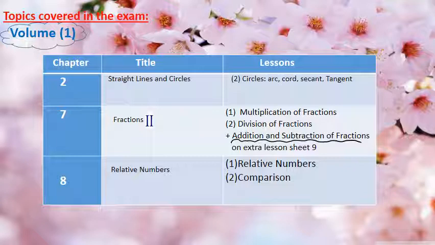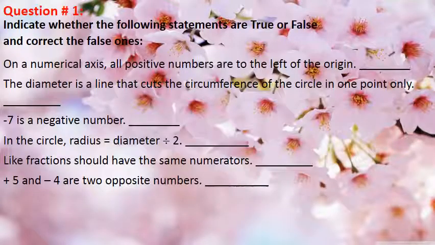In chapter 8 we've started talking about relative numbers or signed numbers. We've seen what are relative numbers, positive numbers and negative numbers, what is a numerical axis, how we locate points, relative numbers on a numerical axis, and how we compare relative numbers, all the cases of comparison. Now we are going to start our exercises.